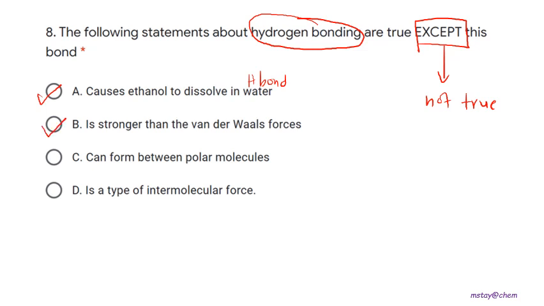Hydrogen bond can form between polar molecules. This is not correct, not necessarily. A compound with hydrogen bond will automatically be considered a polar molecule, but a polar molecule does not necessarily have hydrogen bonds. For example, HCl, this one is a polar molecule, but it cannot form hydrogen bonds.